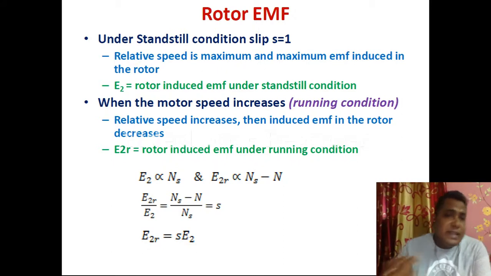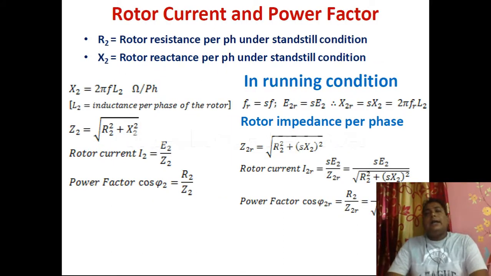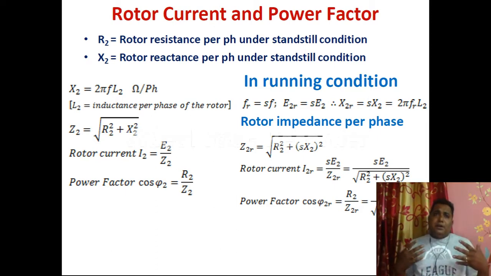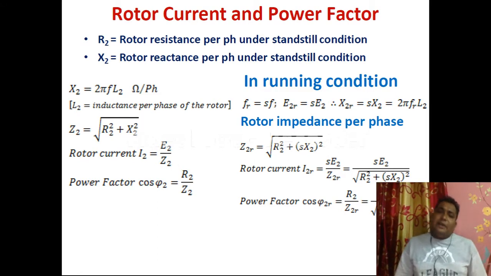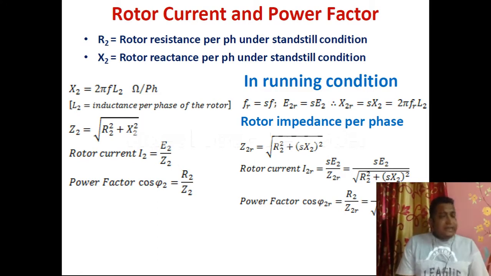So coming to the next slide: rotor current and rotor power factor. As we are saying, there are two conditions, one is the standstill condition and one is the running condition. So here also we are going to see the reactance value, the impedance value, the current value, and the power factor value at standstill condition. At the same time we are going to see the same things at the running condition.